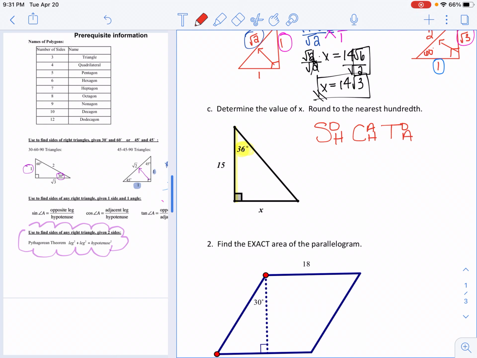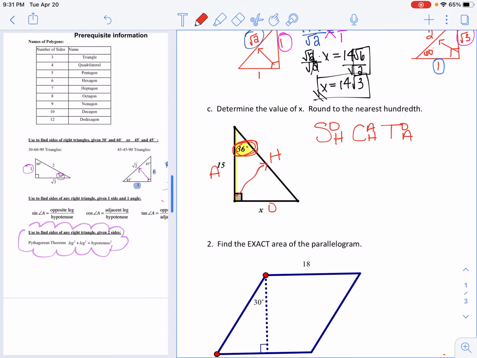Alright, so when we're doing SOHCAHTOA, we want to start by labeling our hypotenuse with the H. So there's your hypotenuse. You then use your reference angle. So 36 is your reference angle. 15 is attached. Your x is opposite. Use this now to figure out your trig ratio and to set up your proportion.